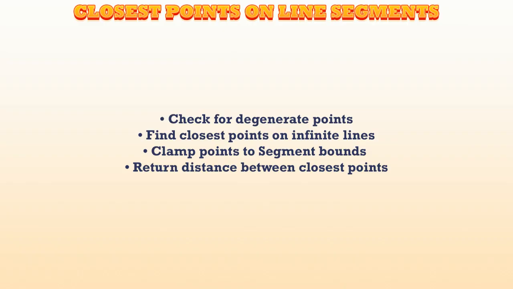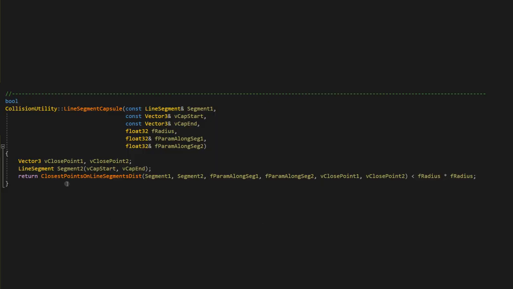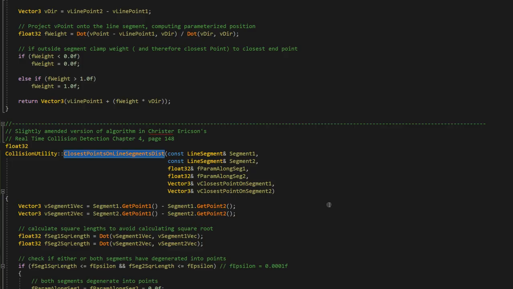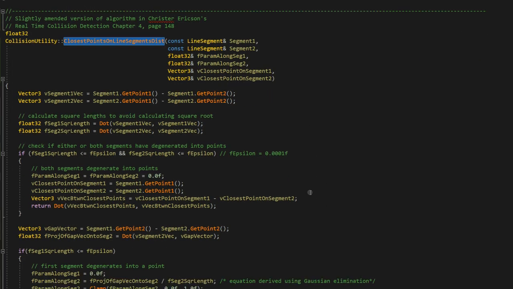In the argument list, we take in two line segments and write out to the parameters along segments the closest points correspond to. These parameters are between 0 and 1 when they are within the segments, and below 0 or above 1 when they are outside of the segments. We also write out to the closest 2 points.